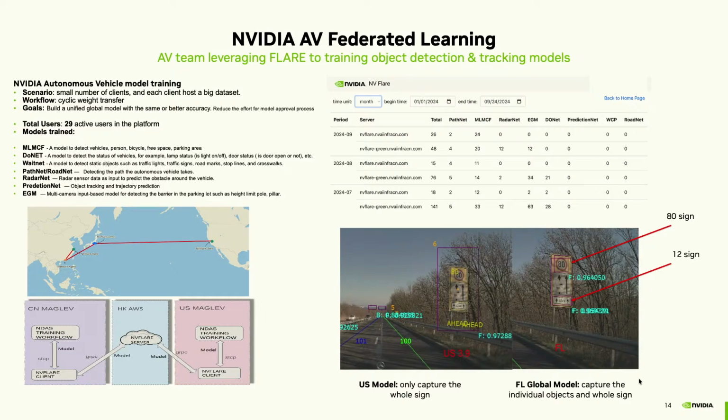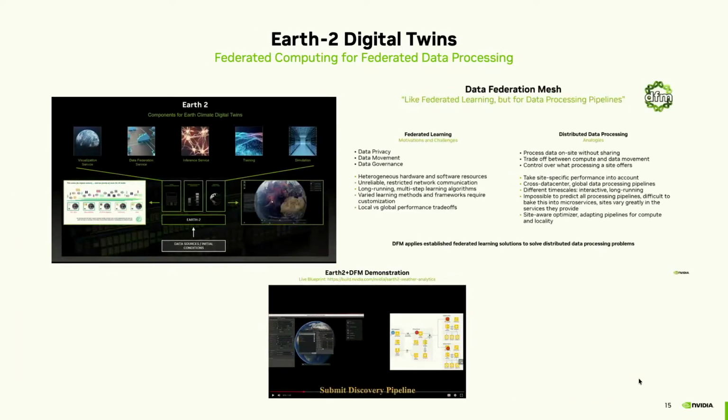This is just one example. For example, if they use the US models only, they can only recognize this whole sign. But if you use the combined federated model, they can recognize all the little pieces of the different signs. So this is probably the last example. I have more, but I don't have time to show them.